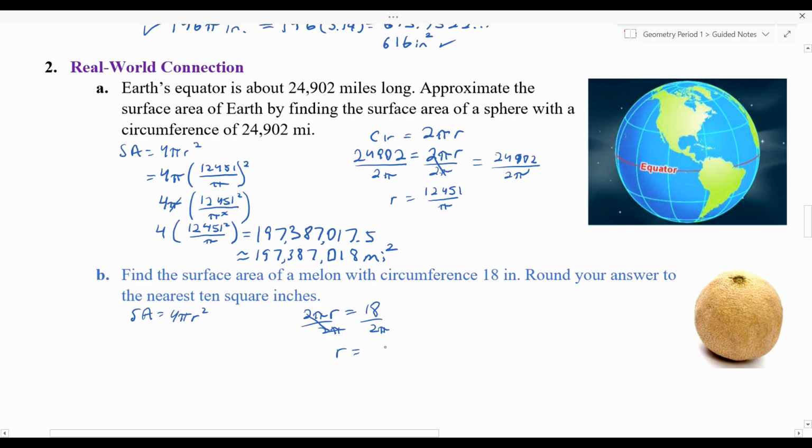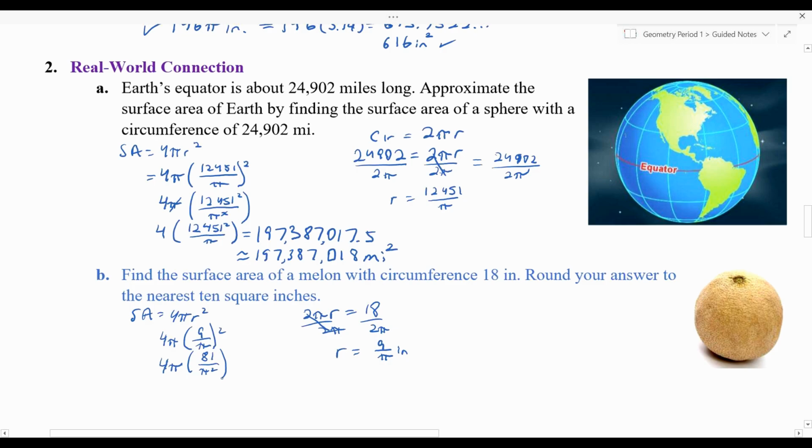r is going to be 9 over pi inches. All right, and then we take that 9 over pi and plug it into our equation here, and we have 4 pi times 9 over pi quantity squared. We go ahead and carry out the squaring, and we get 4 pi. 9 squared is 81. Pi squared is pi squared.